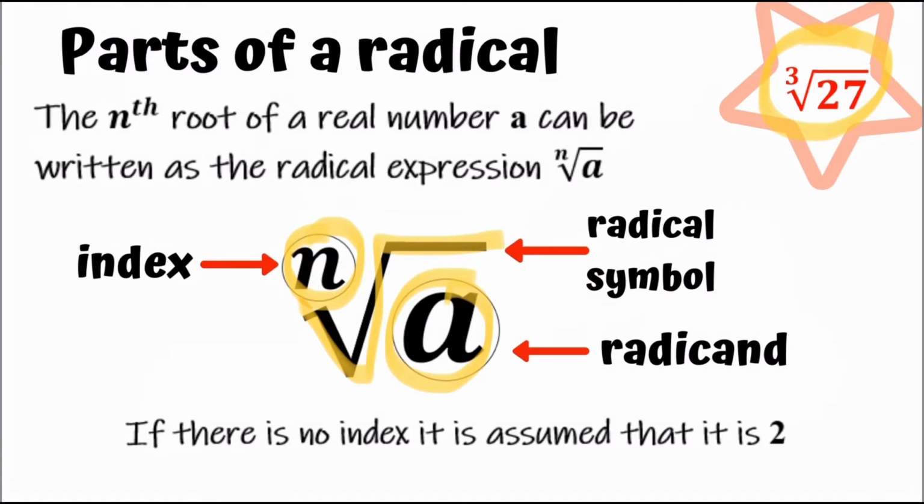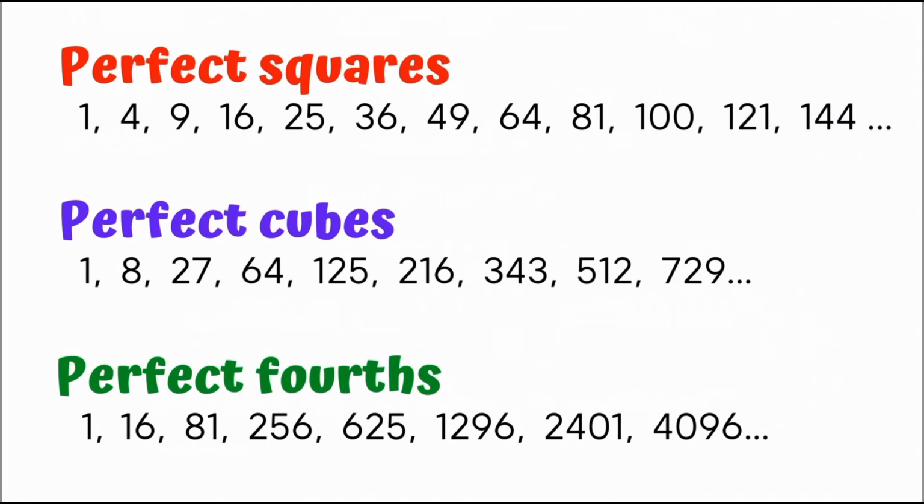Let's look at some perfect squares, some perfect cubes, and some perfect fourths. These are called perfect because if I square 1, 1 squared, I get 1. It's a perfect square. If I square 2, 2 times 2 is 4. It's a perfect square. And these perfect squares are going to help us simplify square roots. In this video, we're only focusing on square roots, so we're going to focus on perfect squares. You do not have to memorize these.